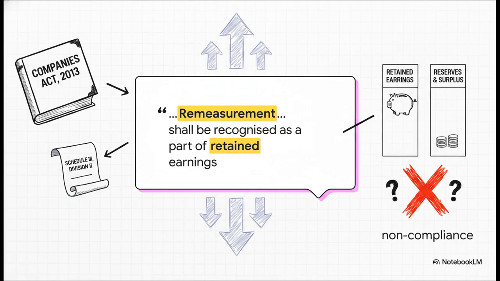So did the company do either of those things? Nope. They completely missed the mark. They didn't put it in retained earnings, and they didn't give it a separate column. So right out of the gate, we're looking at a clear-cut Schedule 3 noncompliance. But honestly, it gets worse.